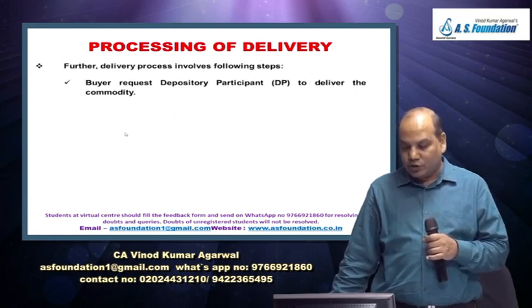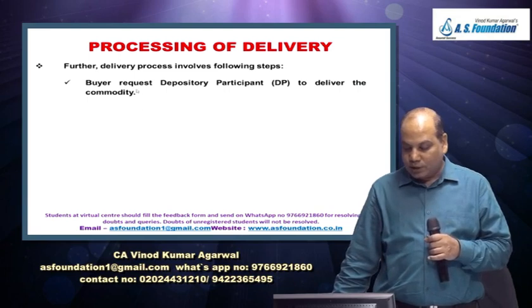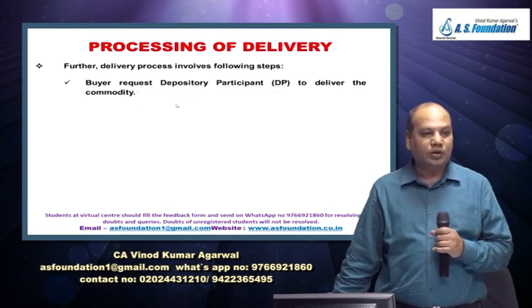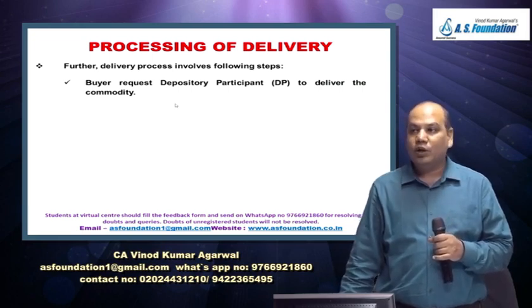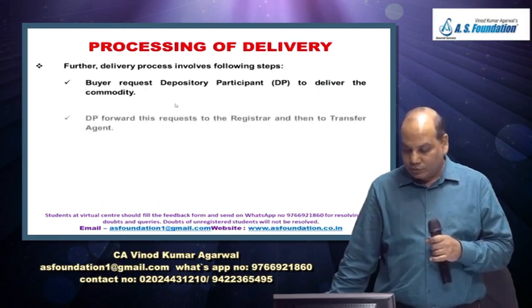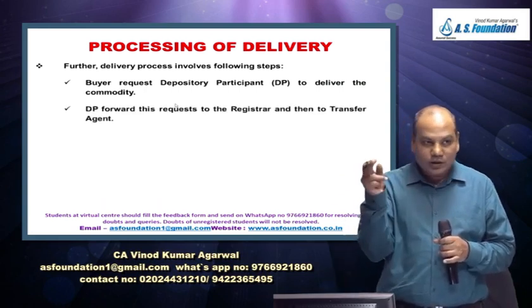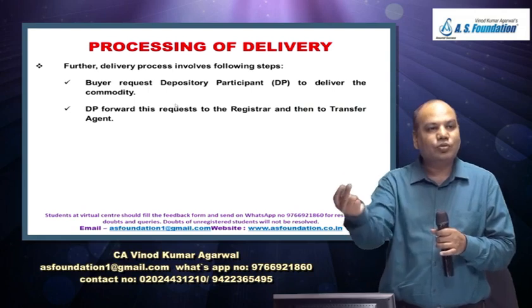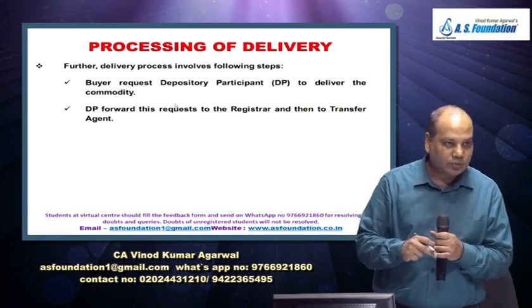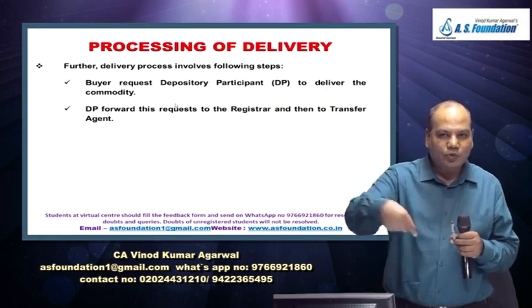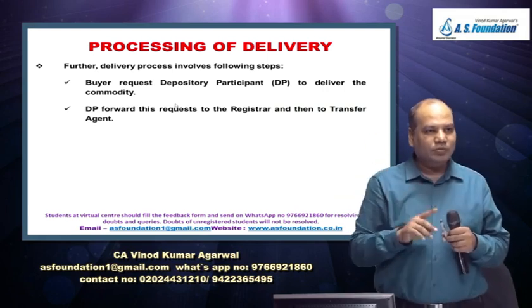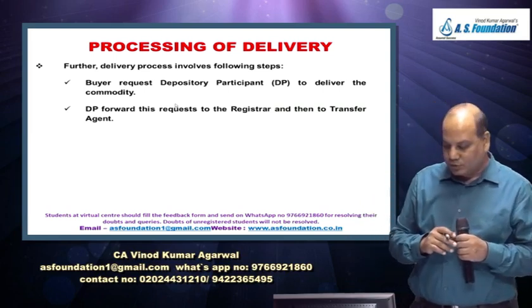Further delivery process involves the following steps. The buyer has to send a request to his depository participant to deliver the commodity. If you want delivery, then you have to inform them, so that they will assign the seller who will be asked to deliver. Okay, if you want delivery of this pen, there are hundreds of parties, so I have to assign somebody who will deliver this pen to me.